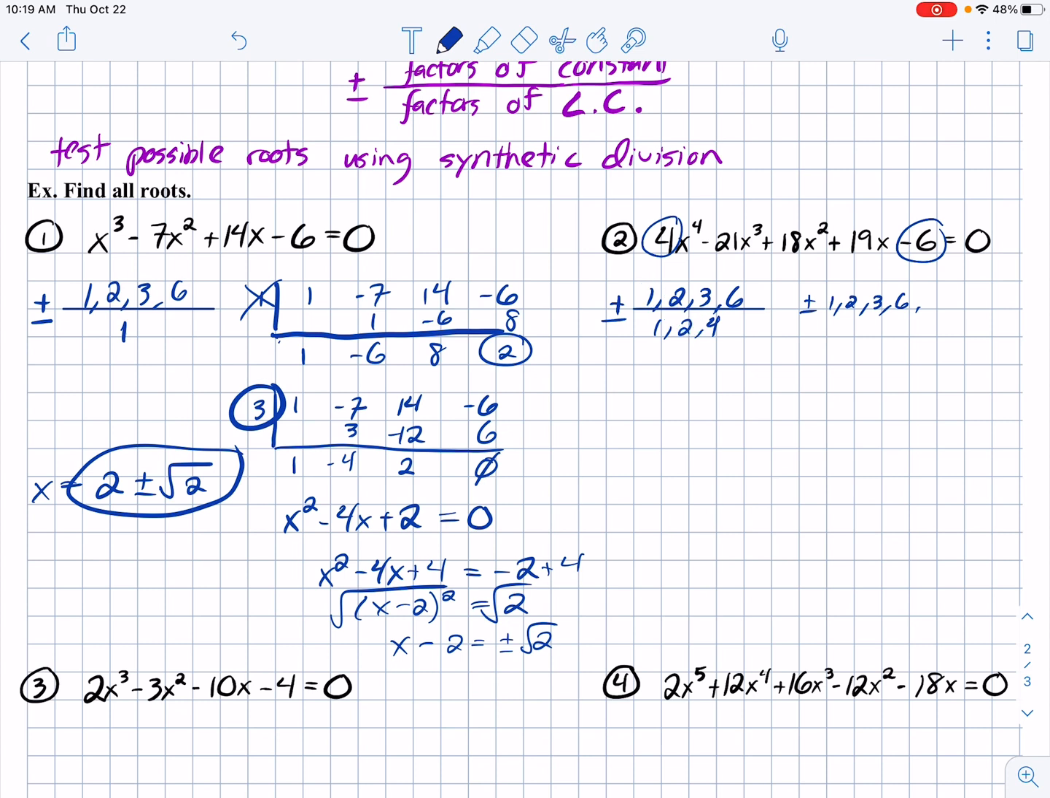We can also test 3 over 2. We can also test 6 over 4, which is 3 over 2. We're not going to test that twice, but these are all factors, so let's write this up here. 1/2, 3 over 2. We can also test factors of 1 over 4, 3 over 4. But as you can see, there's a lot of possible roots that we're going to test here.